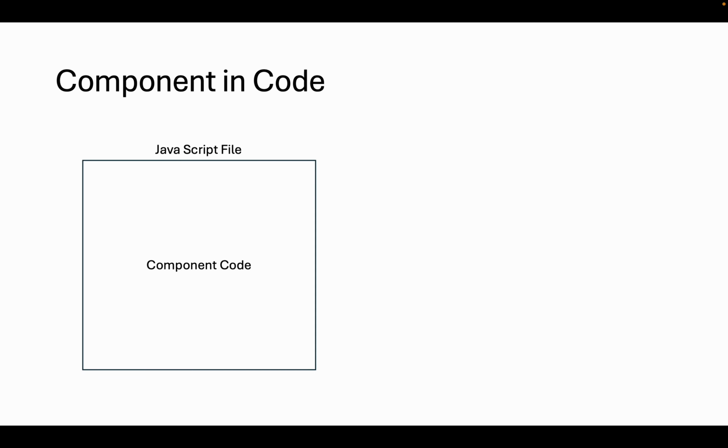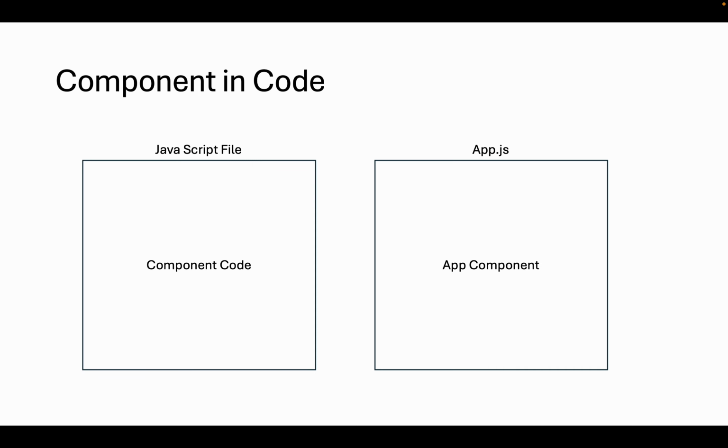So what is the code of a component? You can say a component is nothing but just JavaScript code inside a JavaScript file. For example, app.js, which we learned about in the hello world file where we changed the text to hello world. That app.js file is what? It is a component. A component is nothing but just JavaScript code inside a JavaScript file.